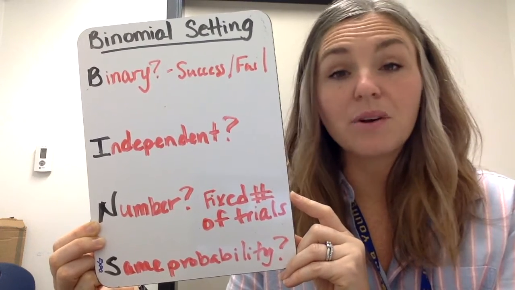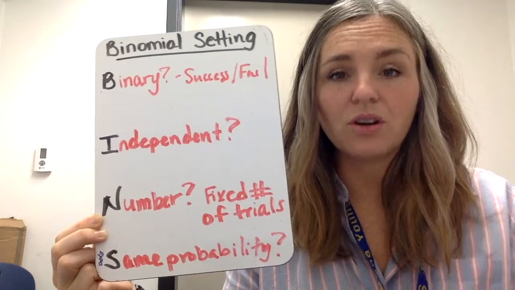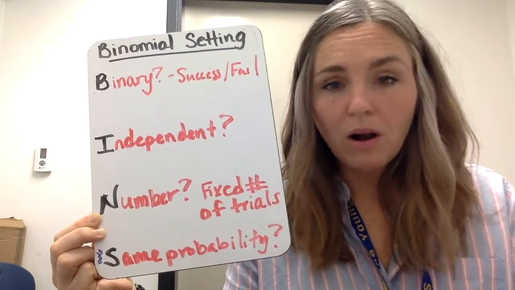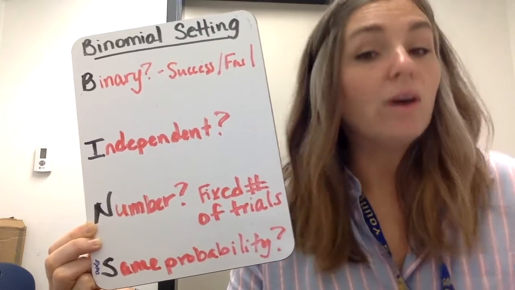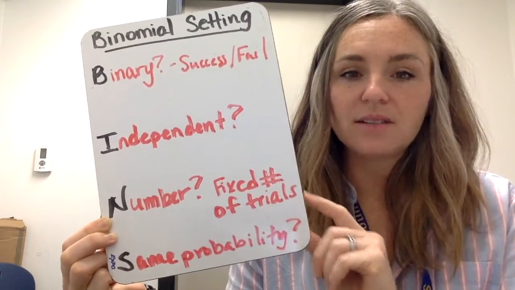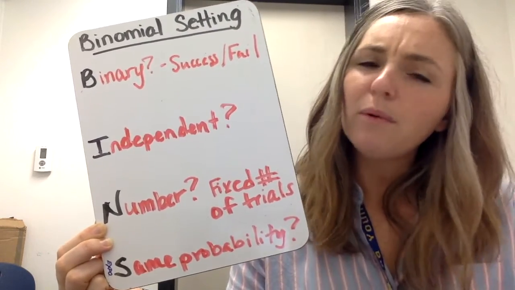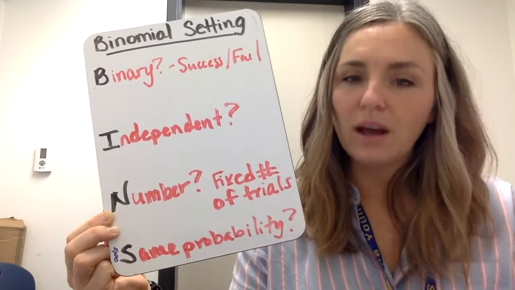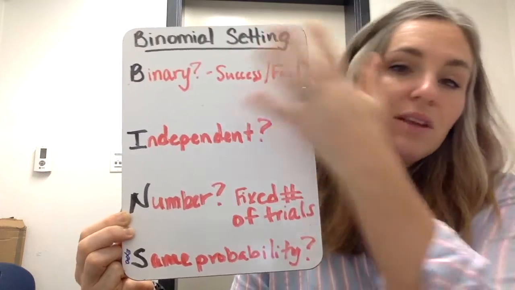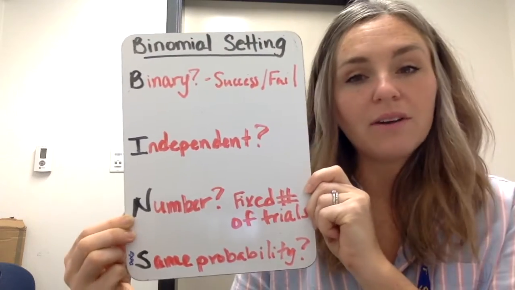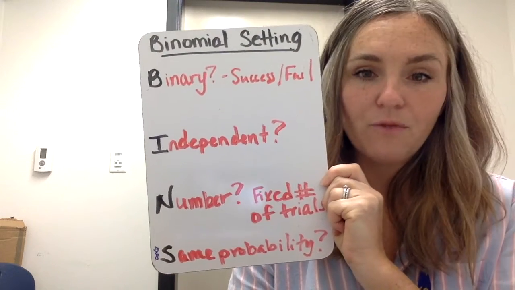Is your problem a fixed number of trials? So did they tell you in advance you're going to flip a card and find out if it's red 12 times? Is it fixed? And then, do you have the same probability every time? So we're talking about every time with replacement, right? So that you're not changing the probability. These are the questions you ask yourself before you ever dive into the binary formula.